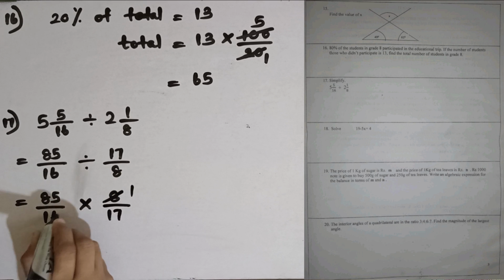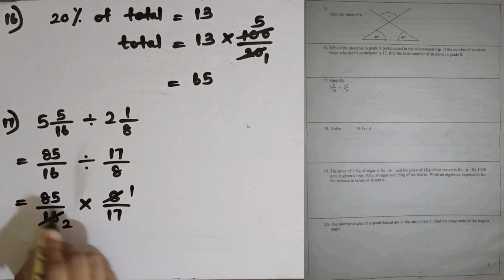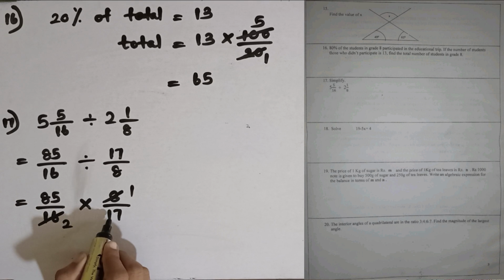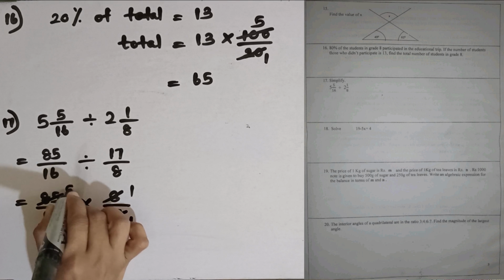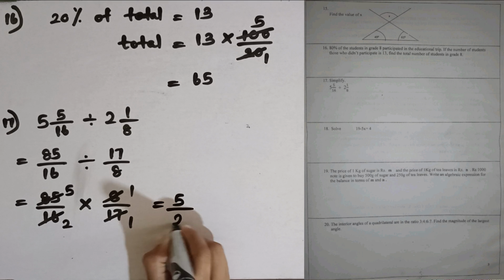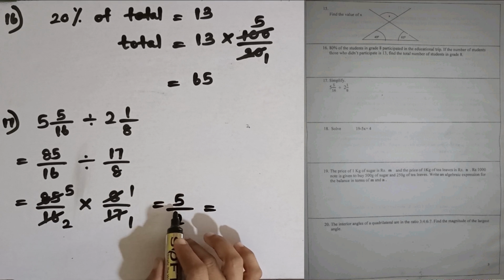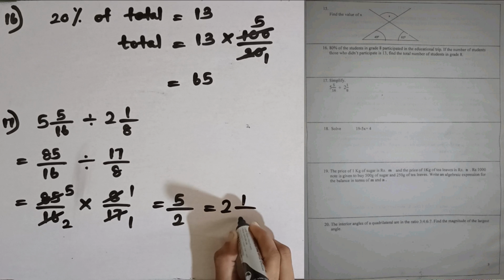8 times 1, 8 times 2, then 17 and 5. 85 is a multiple of 17. 17 times 5 is 85. So we can write 17 times 1, 17 times 5. Then the answer is 5 over 2. If we write it as a mixed number, this is equal to 2 1 over 2.